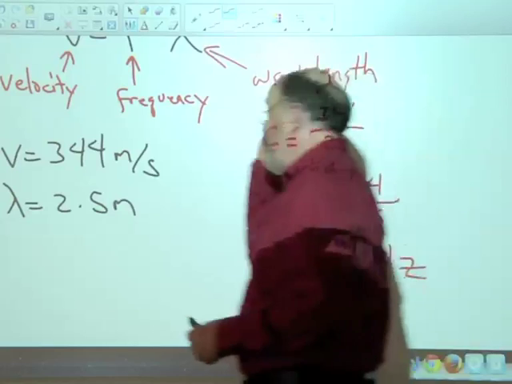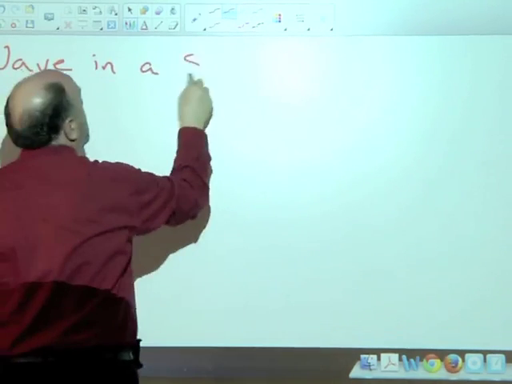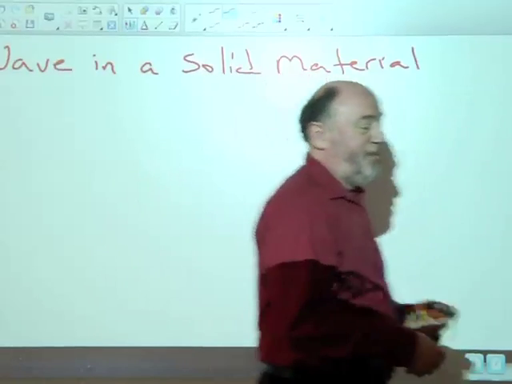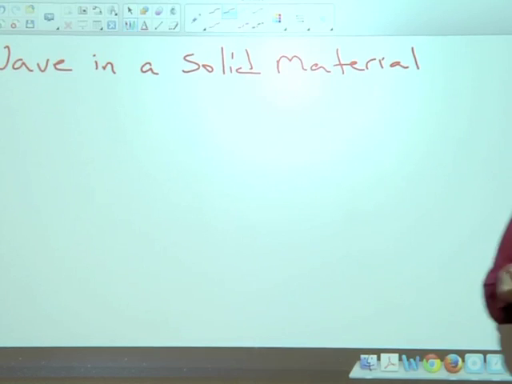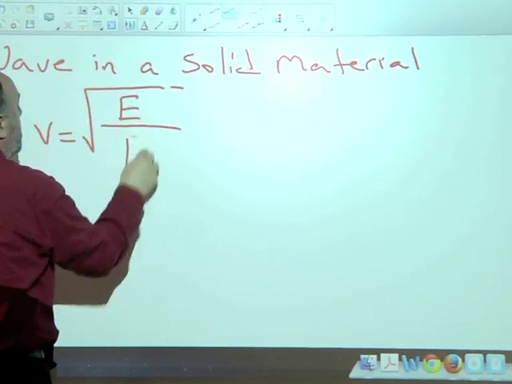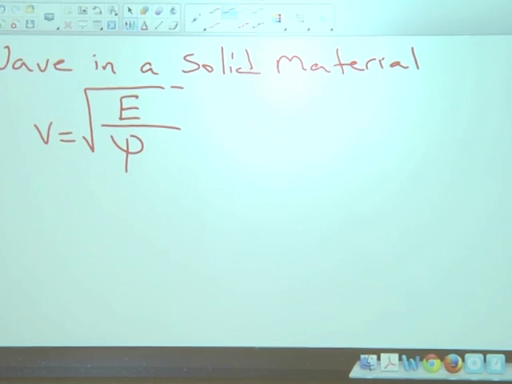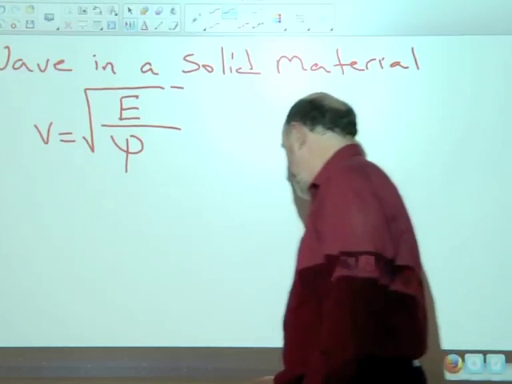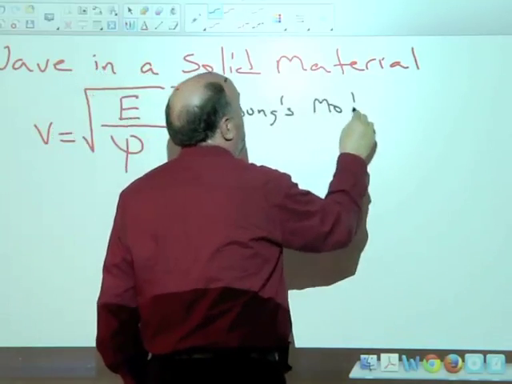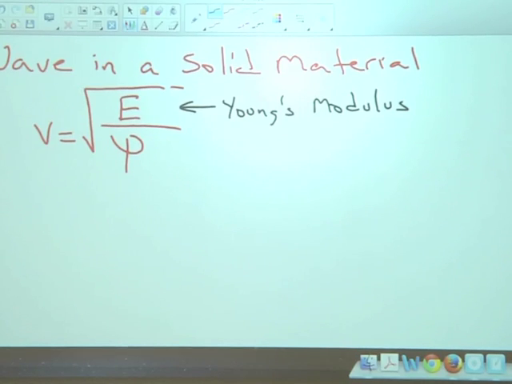All right. So, in terms of a wave, if we're talking about a wave in a solid material, we can also find the velocity of that wave. And so V will be given by the square root of E over rho. In this equation, E is Young's modulus, which is a constant. You can find tables of these sorts of things that depend upon the material.